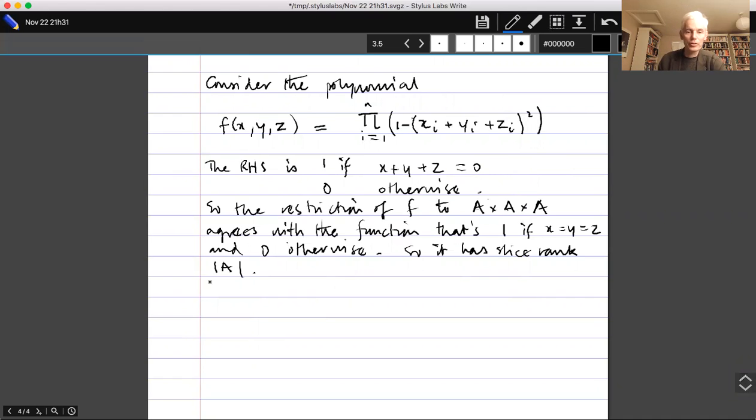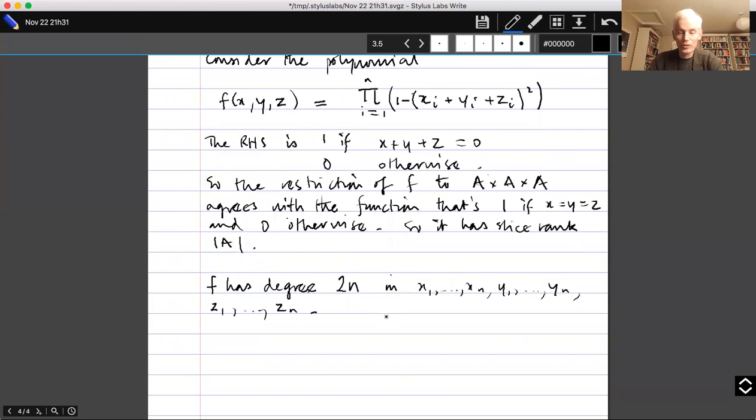So what can we say about the polynomial? So f has degree, so total degree. Each bracket here is a quadratic, and we're multiplying n of them together. So 2n, and it's in the 3n variables x1 up to xn, y1 up to yn, and z1 up to zn. So it's a pretty terrifying polynomial, degree 2n in 3n variables.